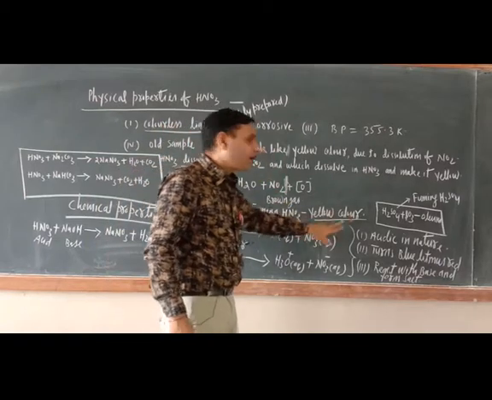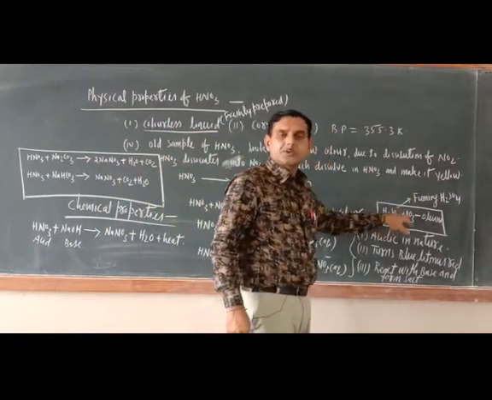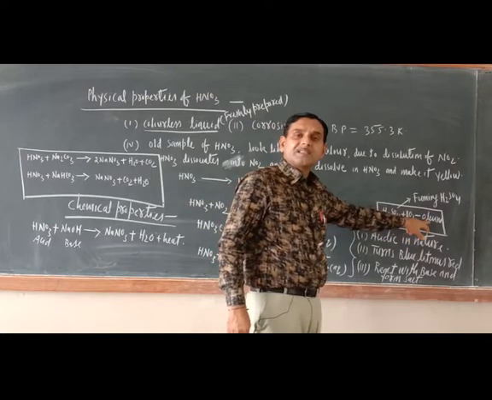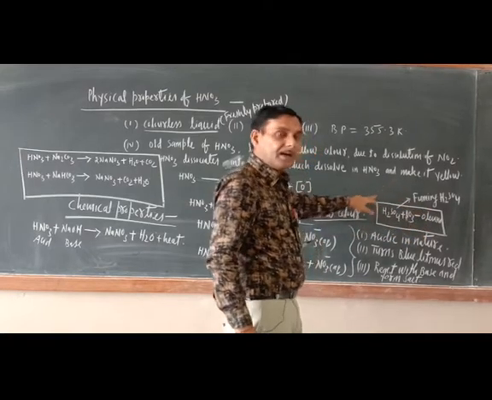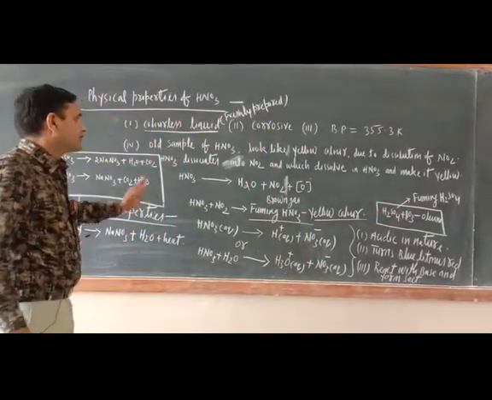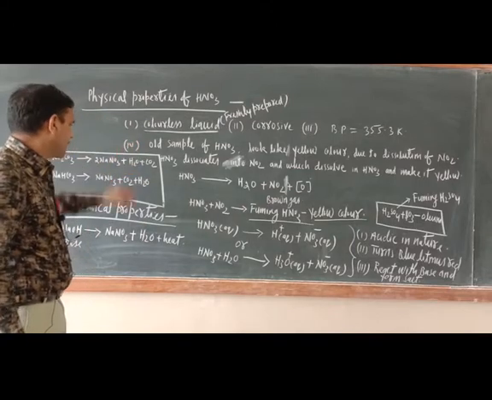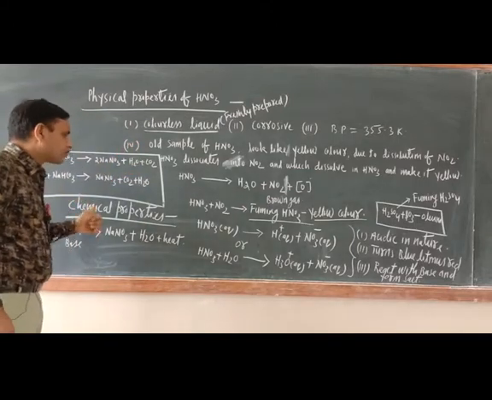Last year I told you about fuming H2SO4, oleum. H2SO4 plus SO3, that mixture is known as oleum. And now what is the name of this one? Fuming HNO3. So this is the important physical property of HNO3. Now let us go to the chemical properties.